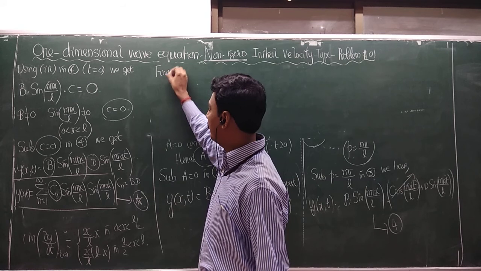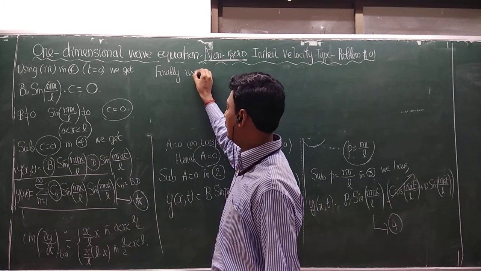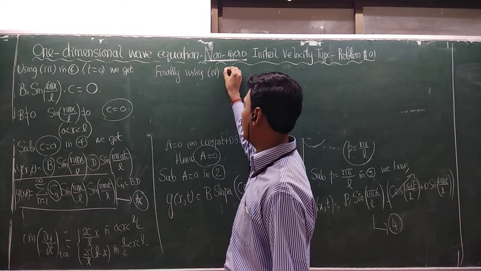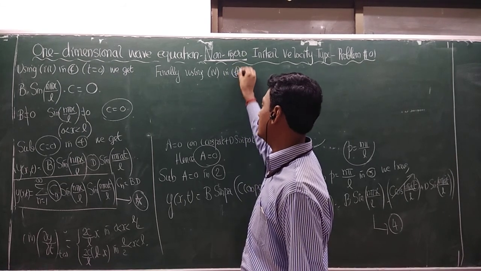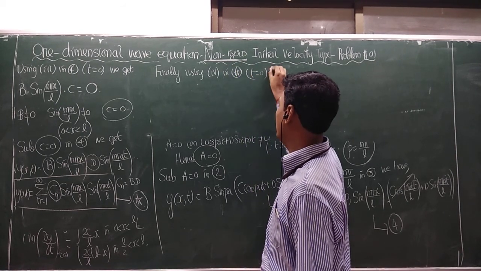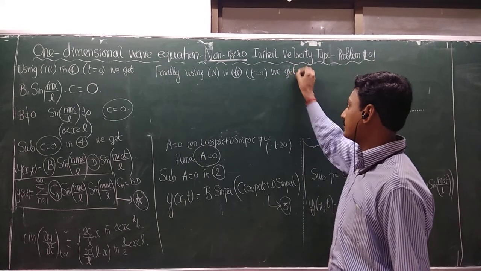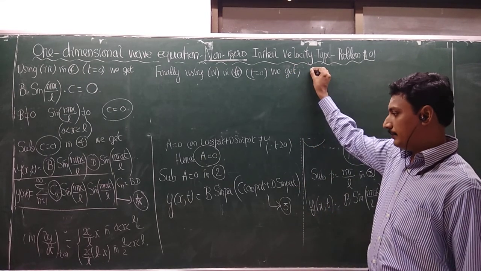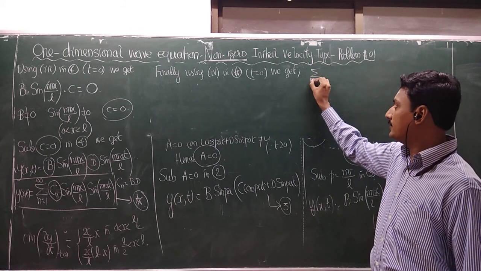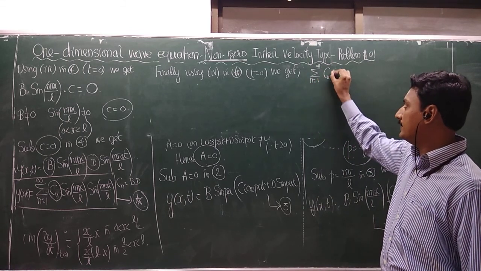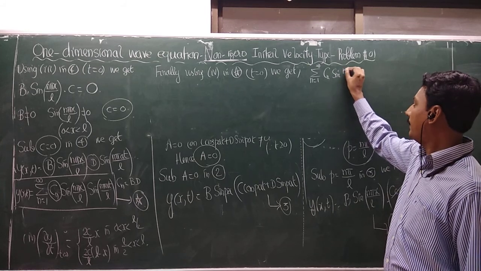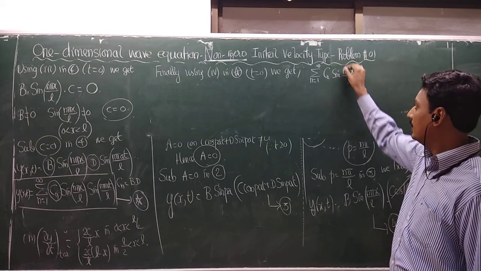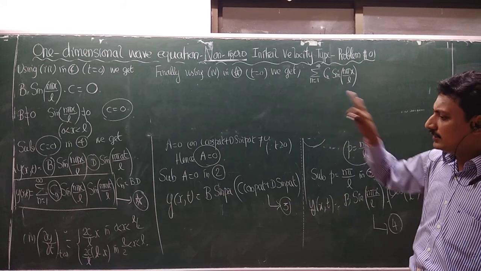Finally, using condition number 4 in the most general solution by putting t equal to 0, what do we get? We get sigma n equal to 1 to infinity, capital Cn sin n pi x by L. I think so. This is only the displacement function.